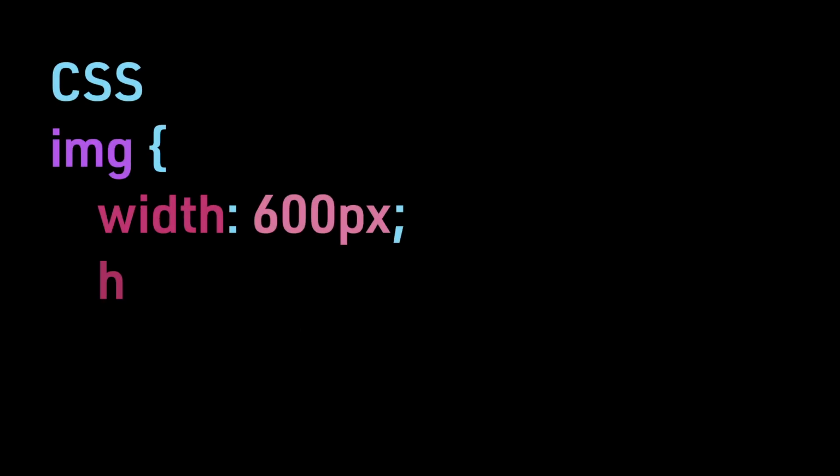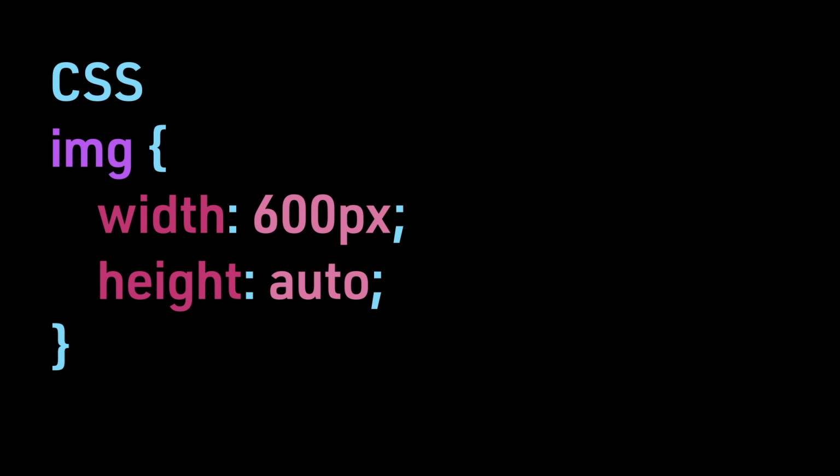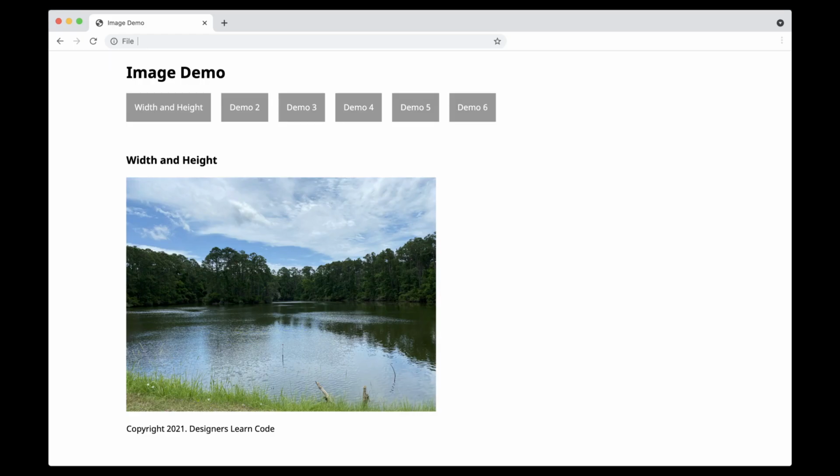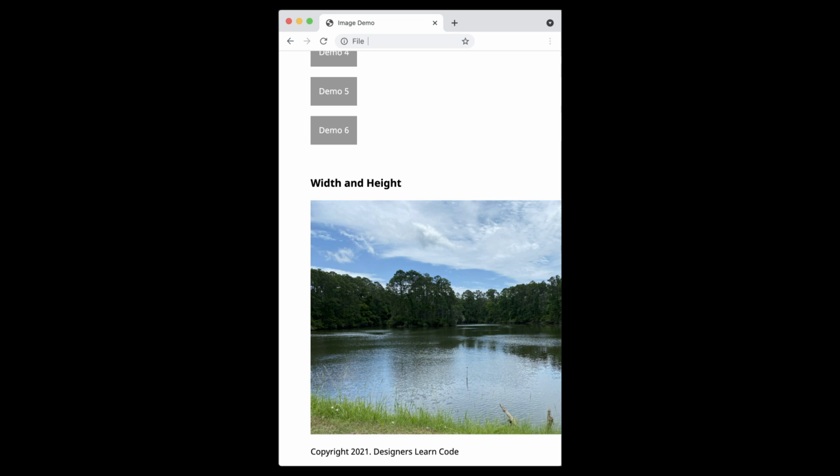By setting the height to auto, the browser will automatically calculate the height to display the image based on how you are limiting the width. This is how the image will look. Because we have set a fixed width, if the user were to make the browser smaller, the image will get cut off.